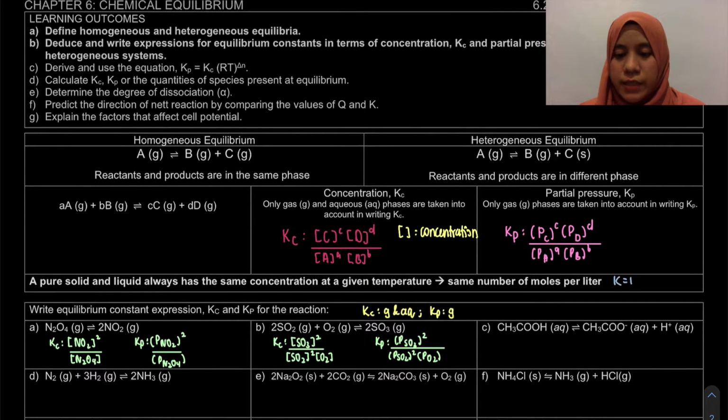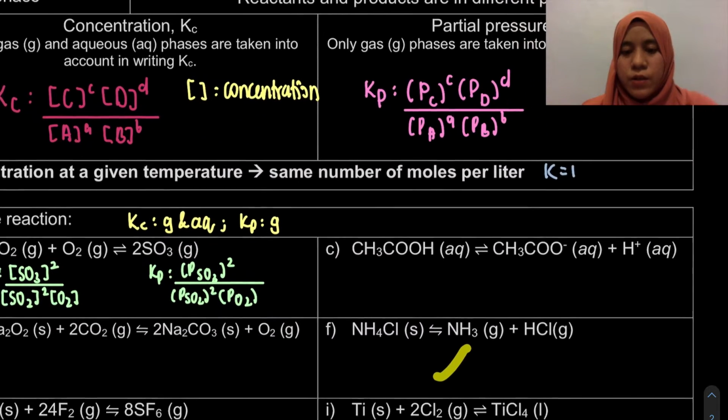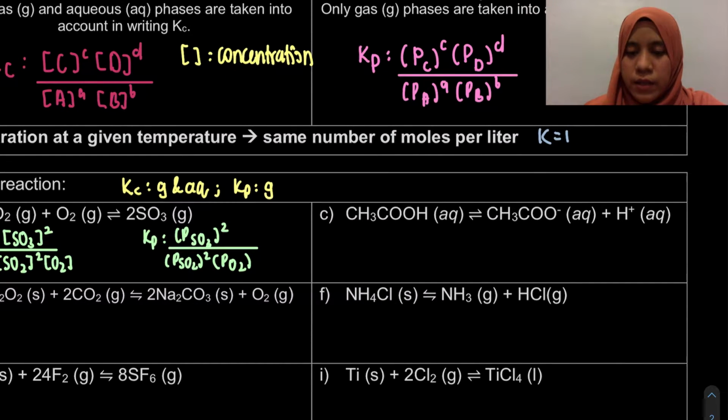So next is example F. Let's look here. NH4Cl is in equilibrium with NH3 and HCl. Okay, remember that Kc is only for gas and aqueous. So in this case, our gases are NH3 and HCl. The solid, we do not need to write it down.